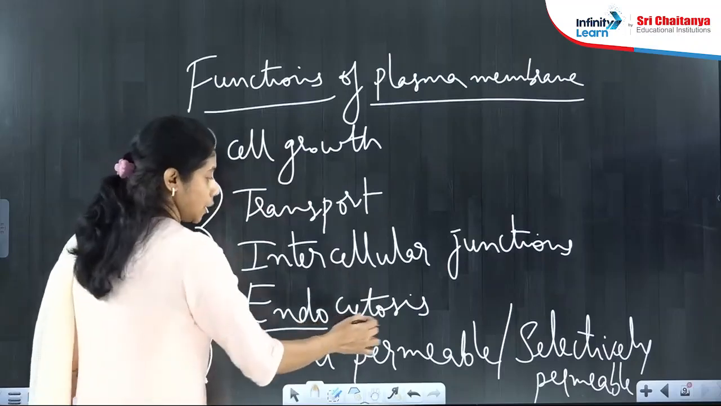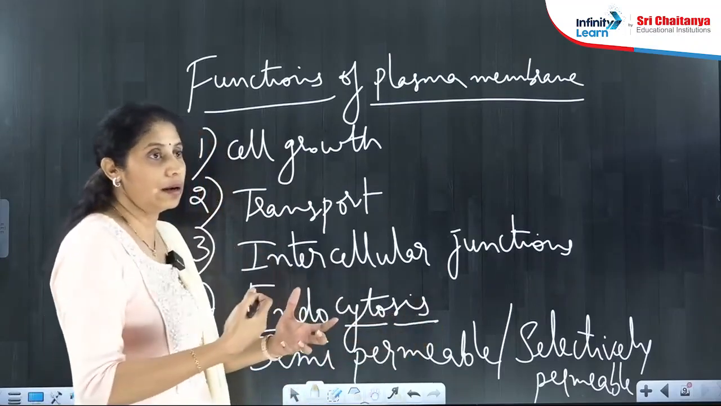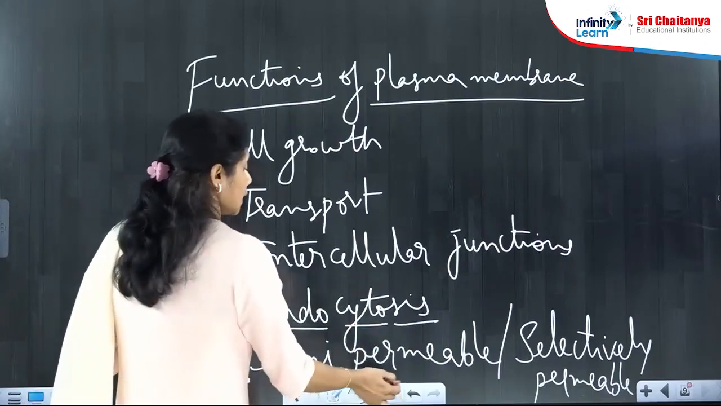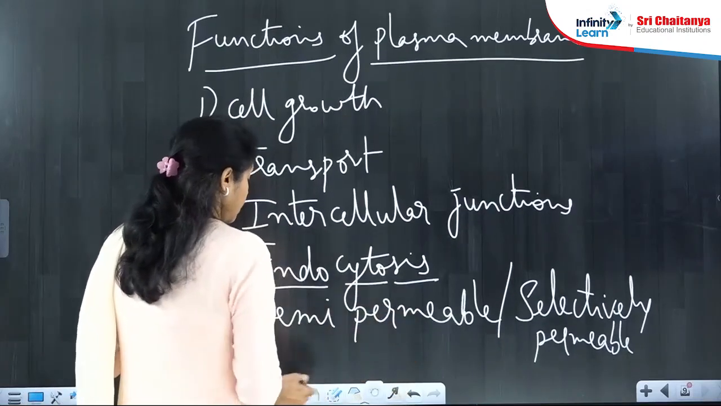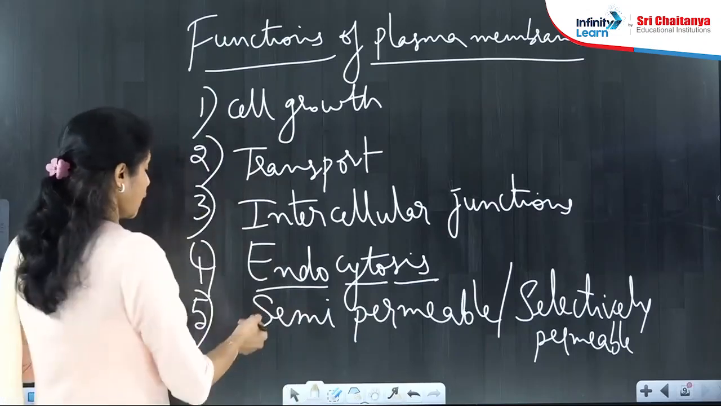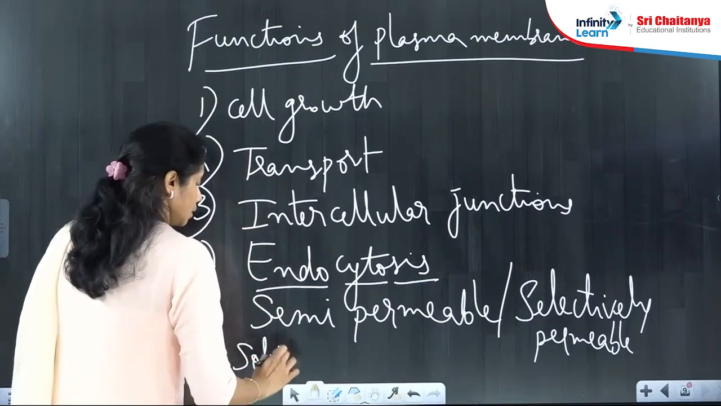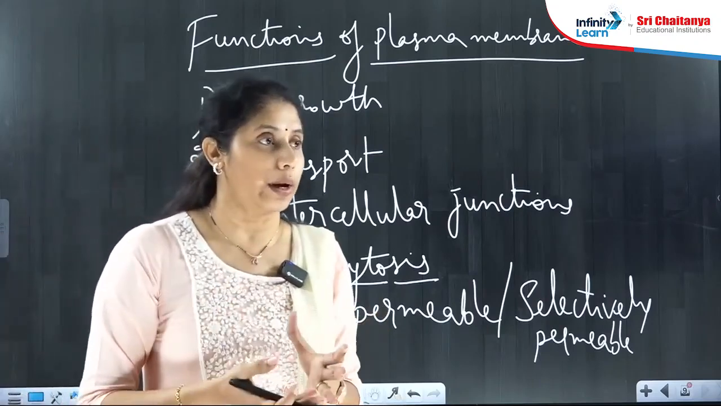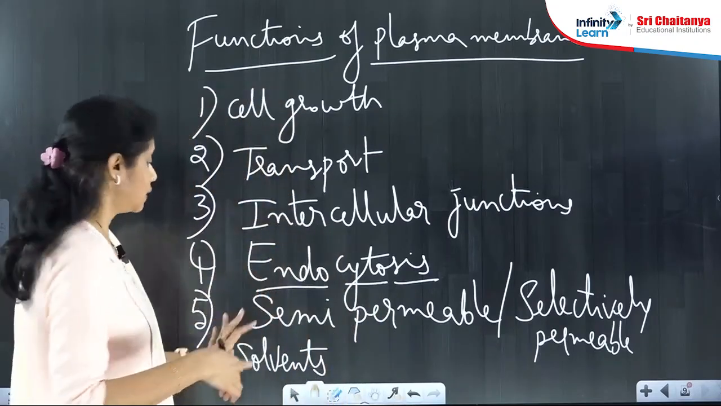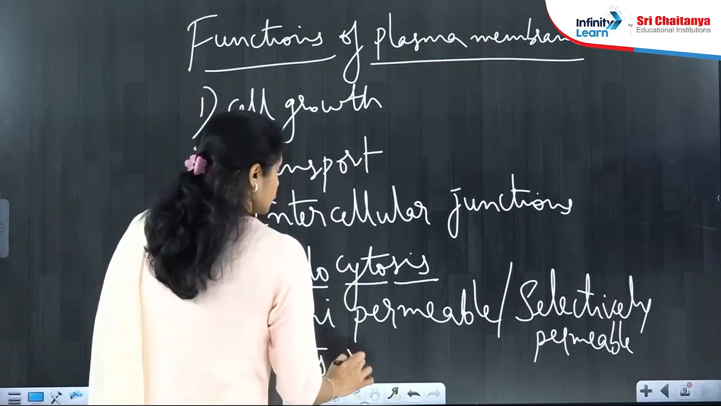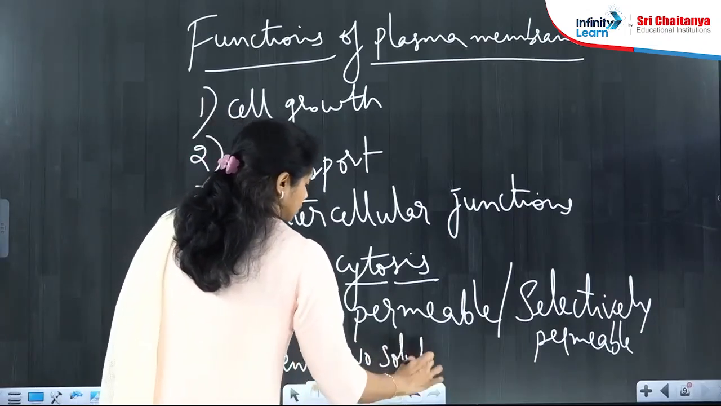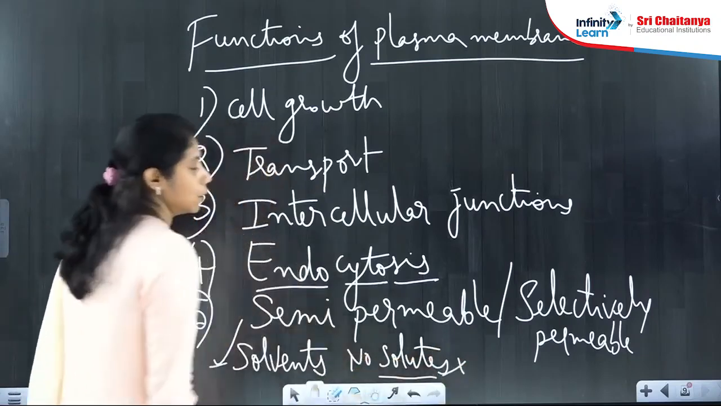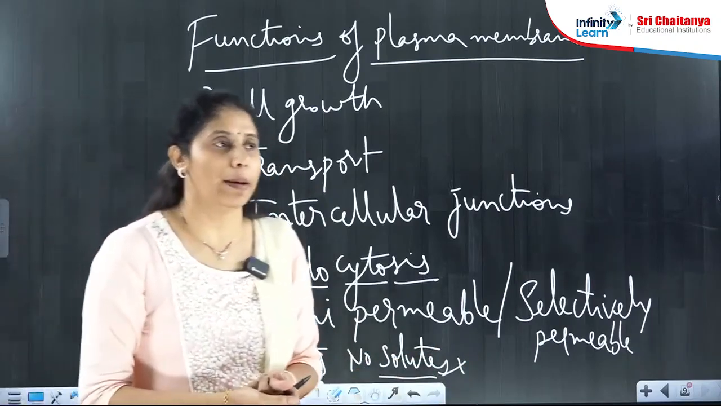Endo means inside, cyto means cell. The process of taking in the materials is called endocytosis. Semi-permeable or selectively permeable, the word meaning is semi-permeable. It will be allowing all the solvents. I hope you understood the word solvent meaning. Solvent means any liquid. So it allows all the solvents here, but no solutes are allowed to pass through it. It allows all solvents, but it will not allow any of the solutes. Then it is called a semi-permeable membrane.